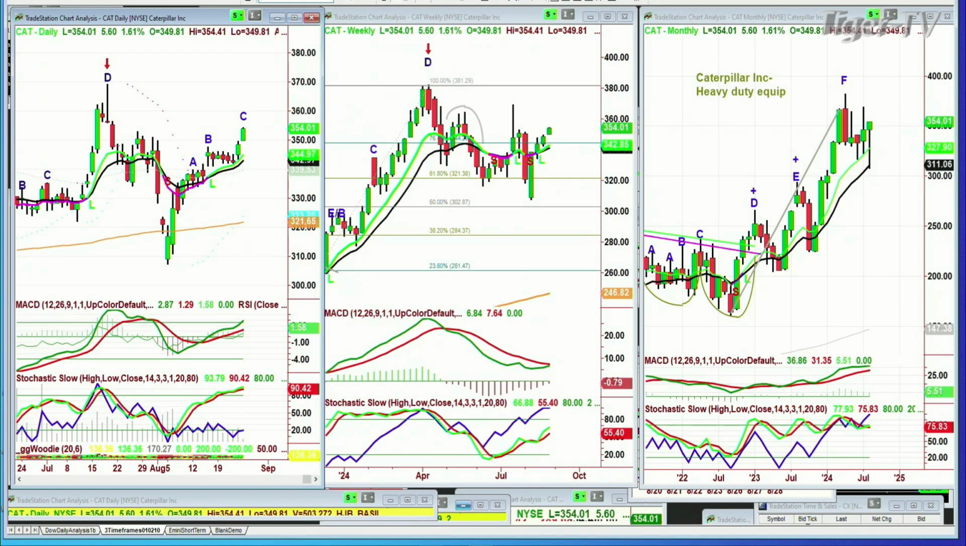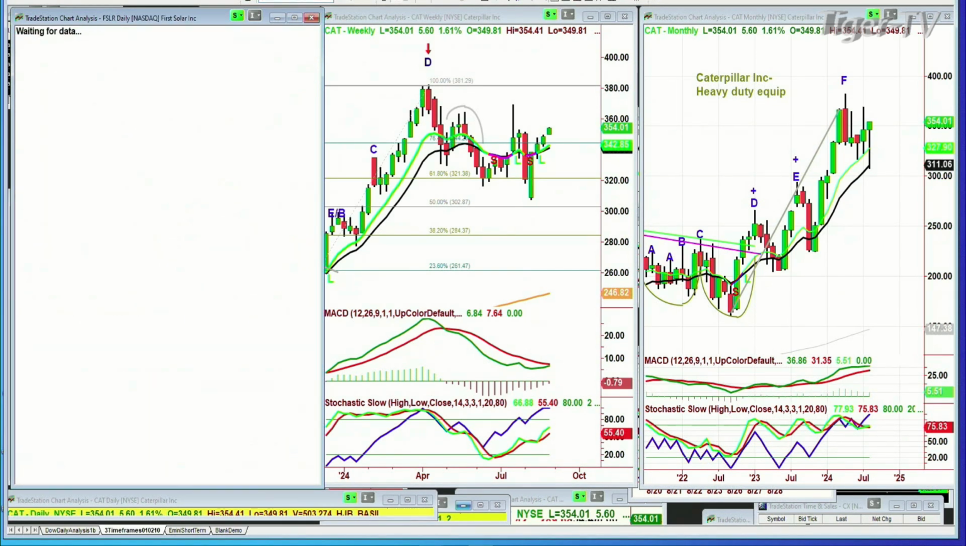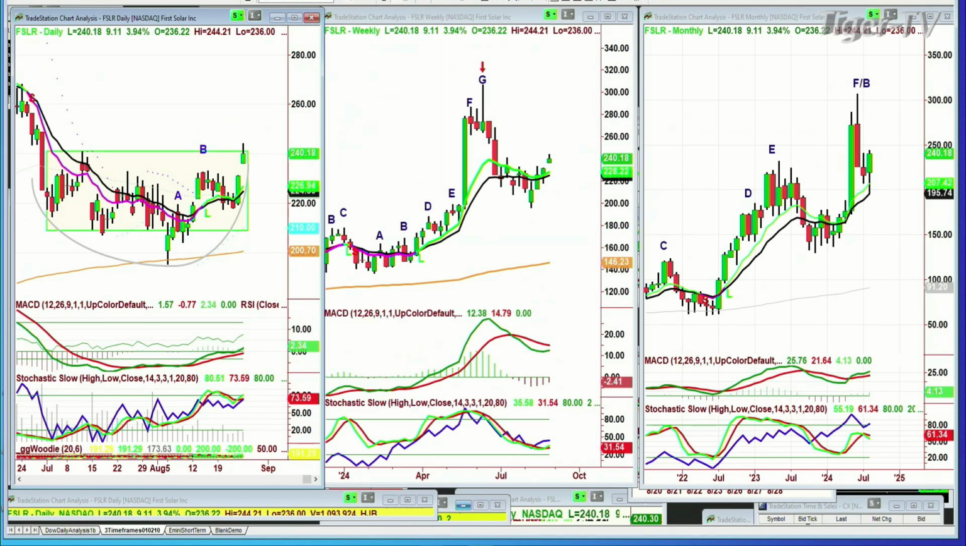Where on earth did I write it? Yeah, FSLR. I have a tough time with this stock. I followed it for years. We've never, ever owned it. It's trading at 240.44, up 9.37 in leg C, breaking out of the rectangle formation. You need a little more information, but this is really good.